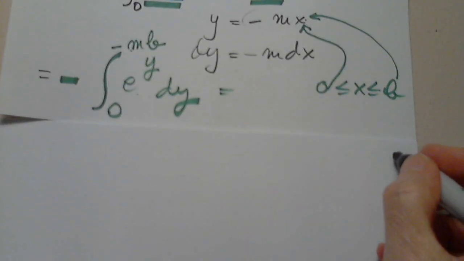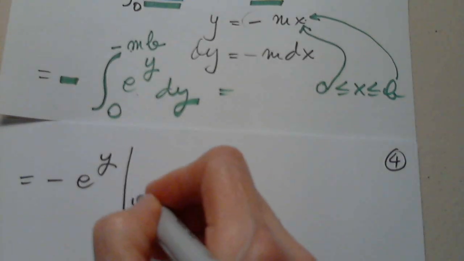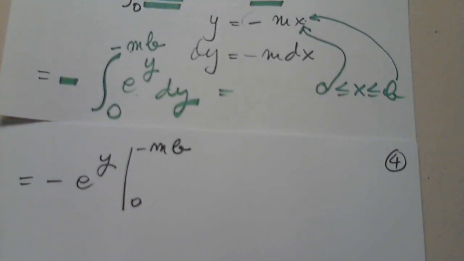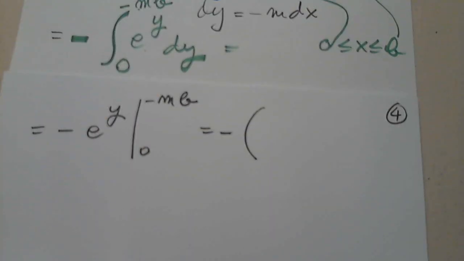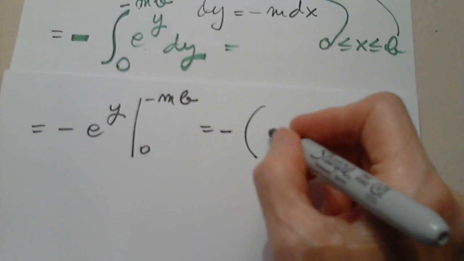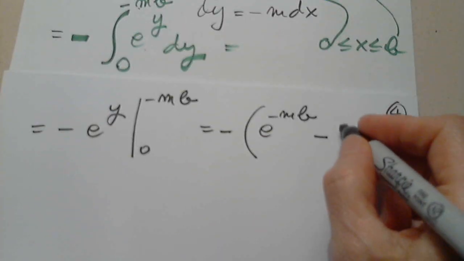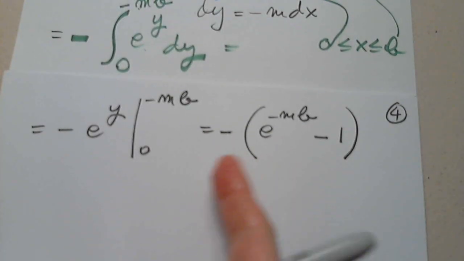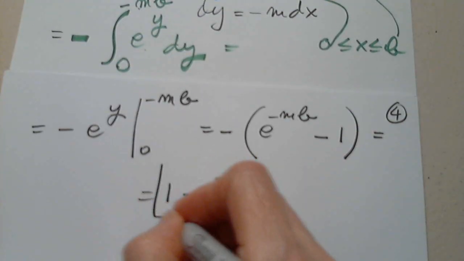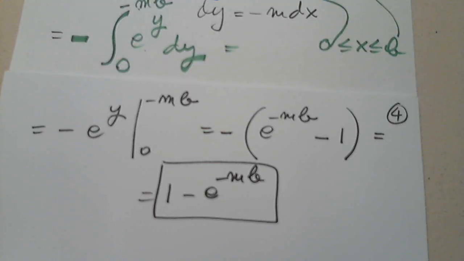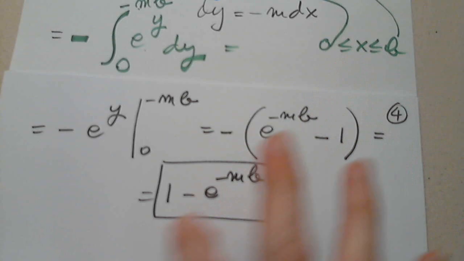So then, negative outside, e to y from 0 to negative mb. Leave the negative sign outside, waiting patiently. Plug in the upper limit first, e to negative mb, minus when we plug the lower limit in and we get 1. You can distribute a negative sign right now, and it's 1 minus e to negative mb. I reversed it just because negative 1 times negative 1 is positive 1, and negative times e would be negative.